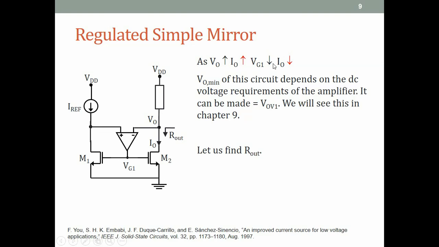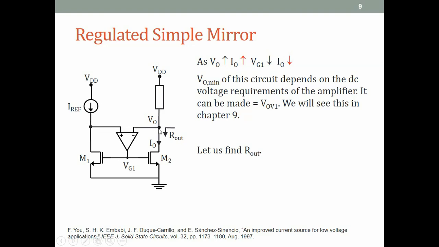So here let's qualitatively see what happens. If VO increases, this is a negative terminal. So VO increases, VG1 decreases, IO decreases, so that the net change in IO is small, and so R out becomes large. All right.